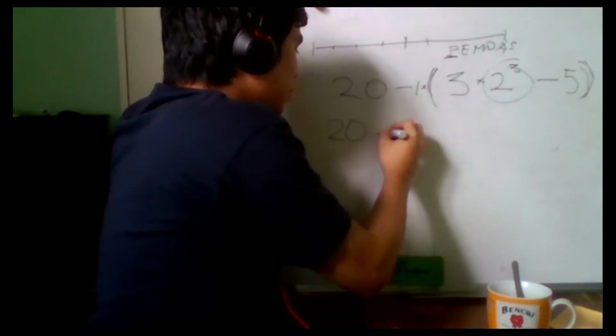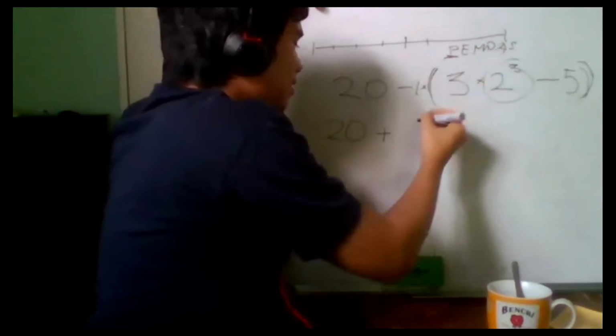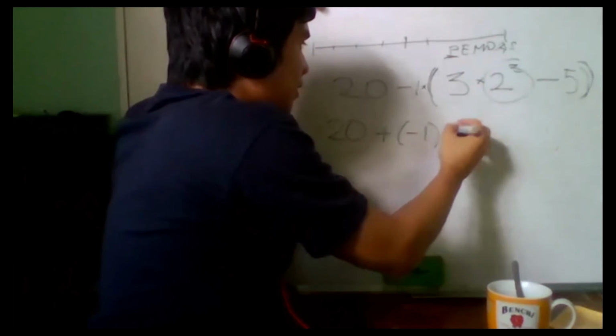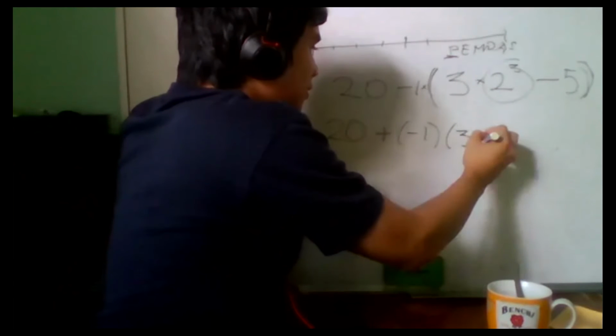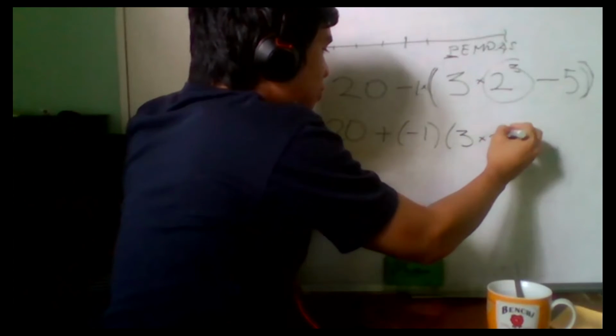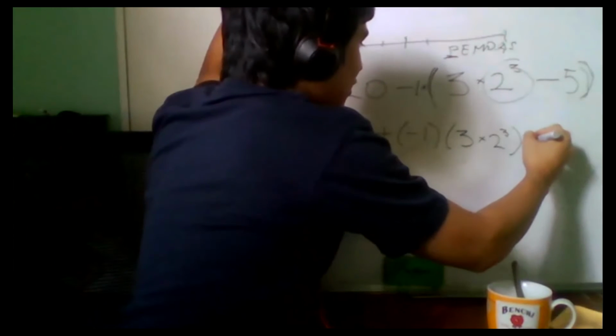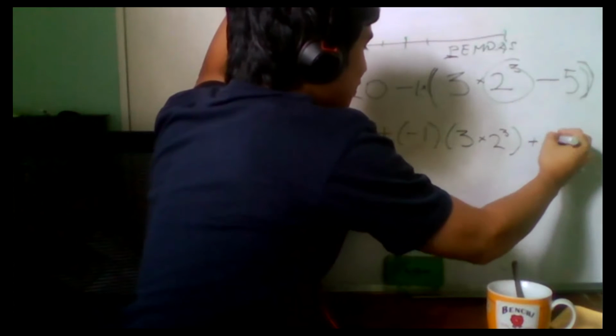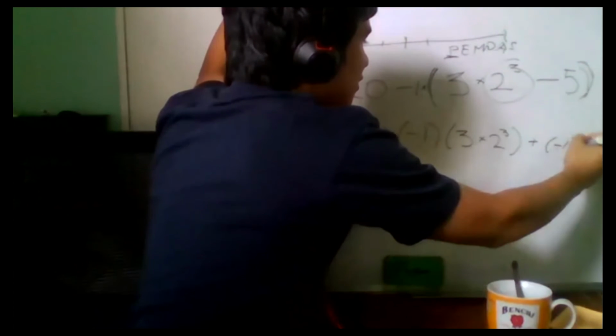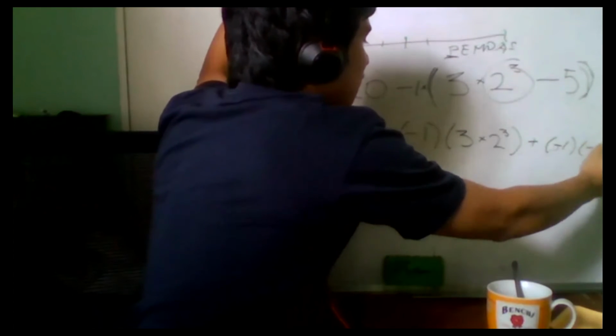Sige, plus na. 20 plus yung negative 1, i-distribute dito. Negative 1 times 3 times 2 cube plus negative 1 times negative 5.